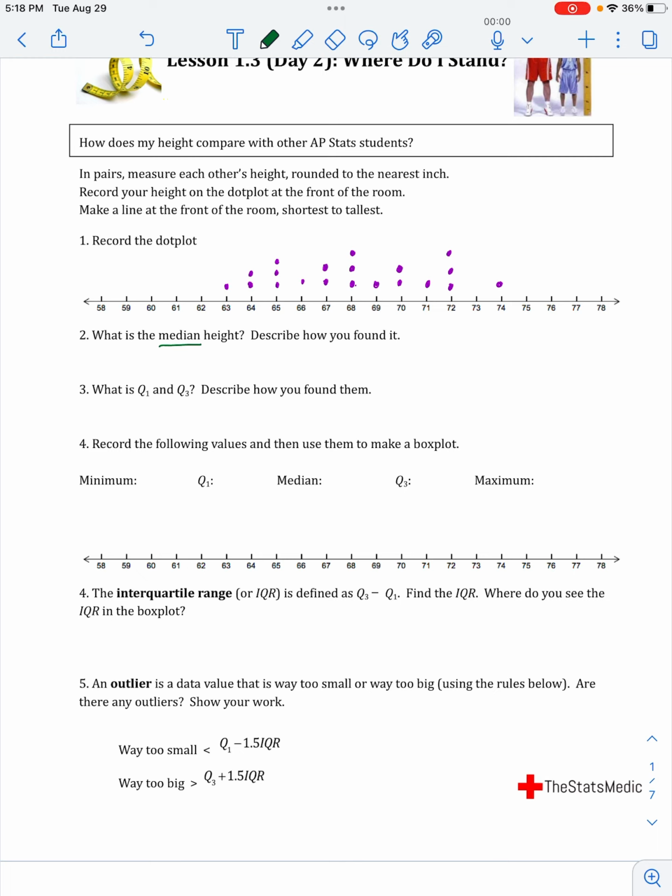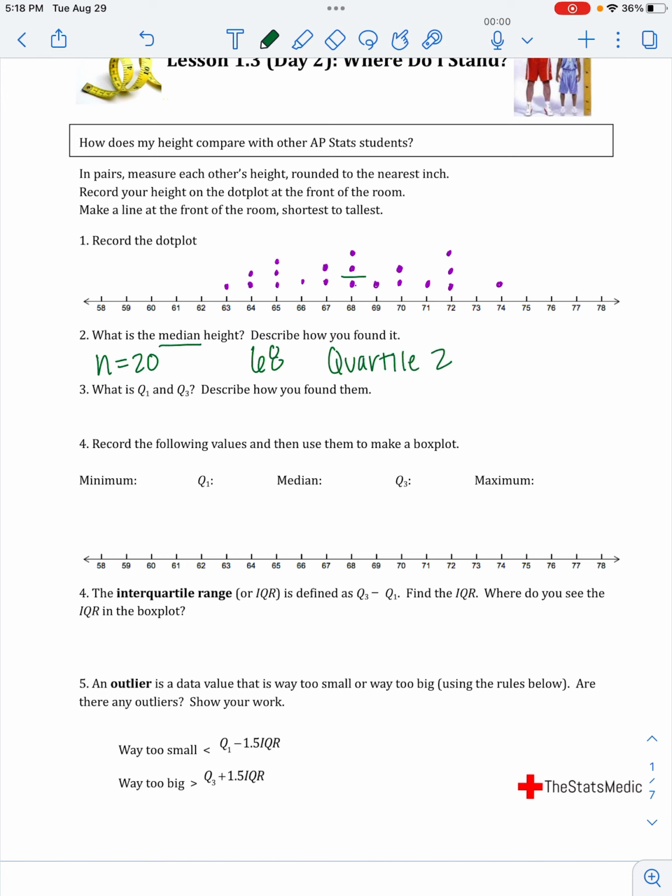Since I have 20 data points, I know that the median is going to be after the 10th data point. So if I count out 10 data points, 1, 2, 3, 4, 5, 6, 7, 8, 9, 10, it's going to be right after that 10th data point where I drew that line. So I know the median is going to be at 68. This is going to be known as my quartile 2, my median.